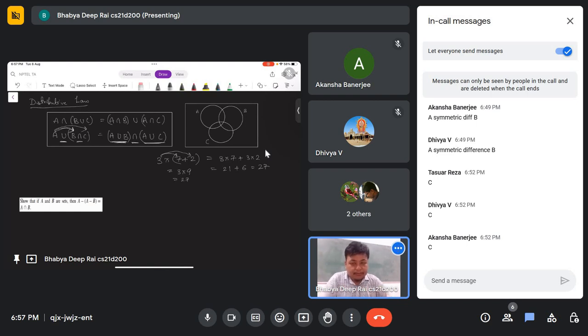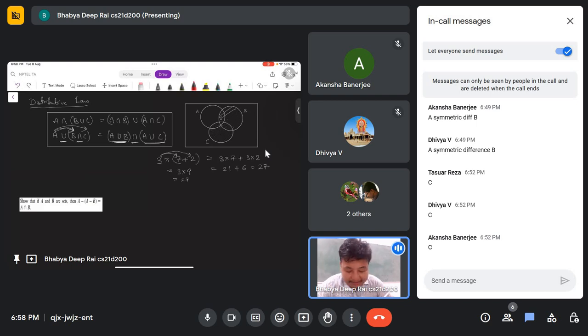And you can use Venn diagrams to see it also. For example, the first one, A intersection B union C. What is B union C? B union C is this area. Okay, this area. And what is A intersection of this? It is simply this area. Right. So now we know what the area we are looking for is.